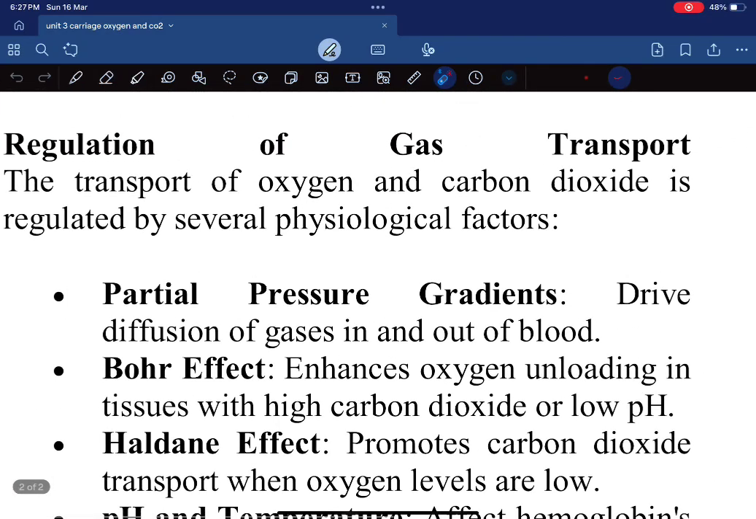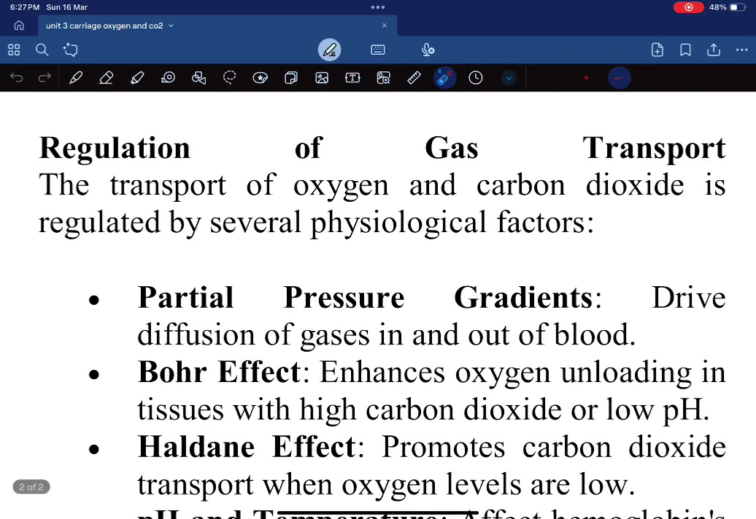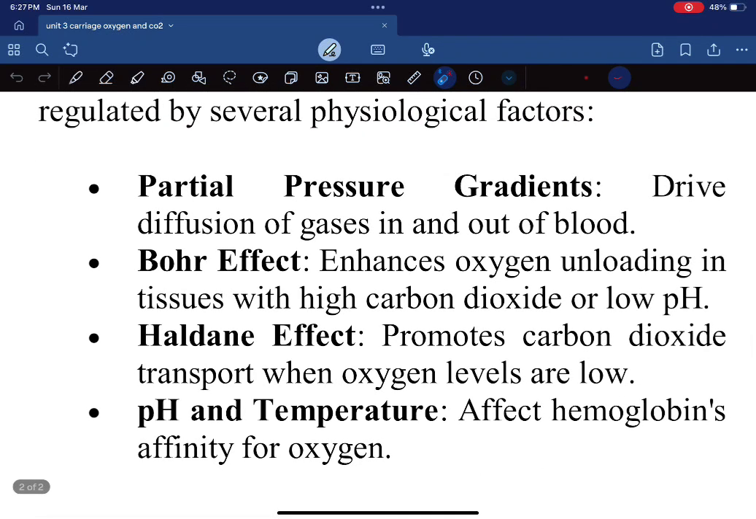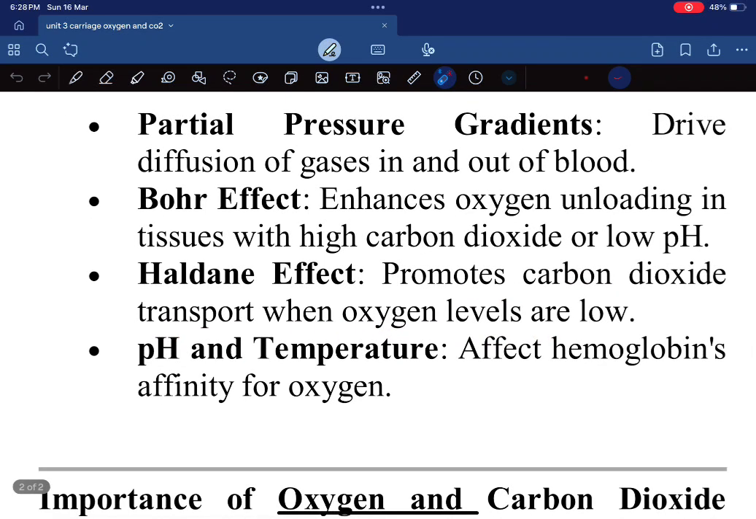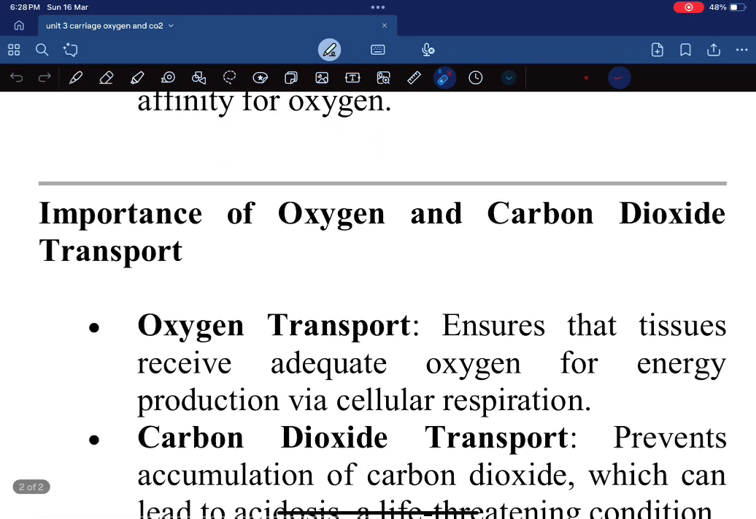Regulation of gas transport. The transport of oxygen and carbon dioxide is regulated by several physiological factors. First, partial pressure gradients drive diffusion of gases in and out of blood. Bohr effect enhances oxygen unloading in tissues with high carbon dioxide or low pH. Haldane effect promotes carbon dioxide transport when oxygen levels are low. pH and temperature affect hemoglobin's affinity for oxygen.